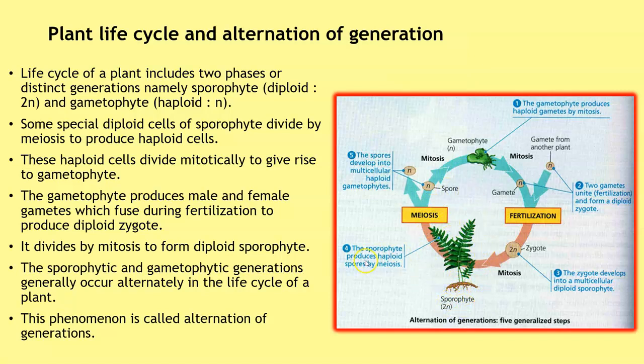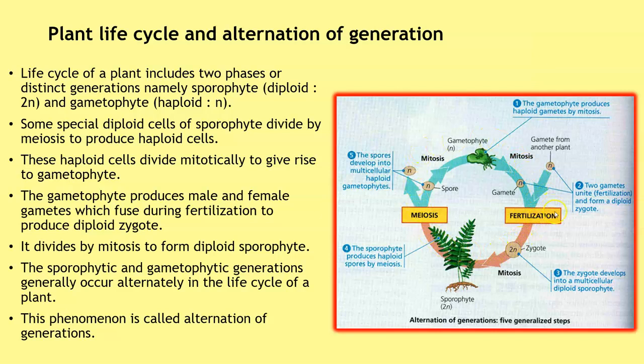2N. Now this sporophyte again produces haploid spores by meiosis. So again by meiosis it produces these spores. Now these spores develop into multicellular haploid gametophytes. So you can see that with meiosis you get the spores. These spores develop into haploid gametophytes and the life cycle continues.